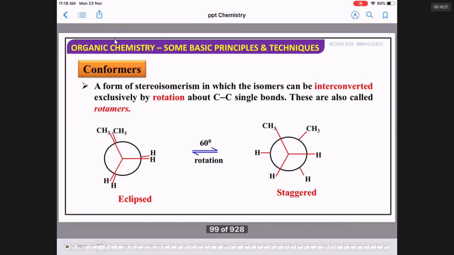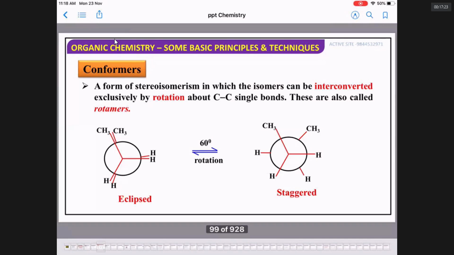We are here looking at butane. What is the molecule we are looking at? Butane. In butane, if the methyl group on the second carbon and the methyl group on the third carbon are facing each other, covering each other, that is called eclipsed. If they are as far away as possible, then it is called staggered. The forms in between are called skew forms.